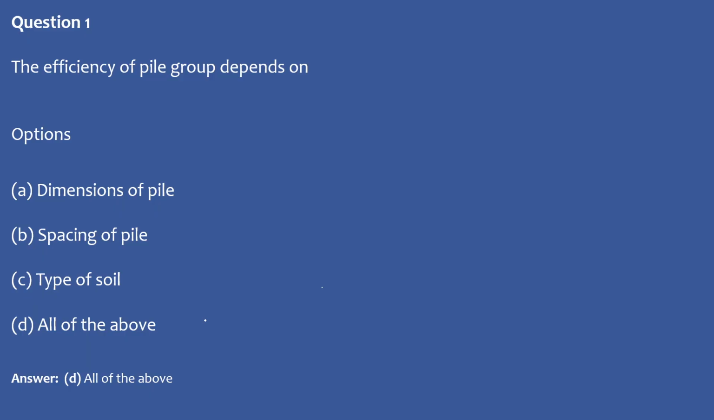So the correct answer is all of the above. The efficiency of the pile group depends on the dimension of the pile, the spacing of piles, and the type of soil, as well as all of the above.